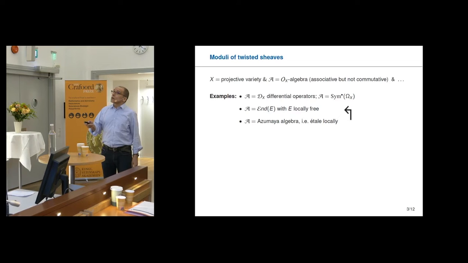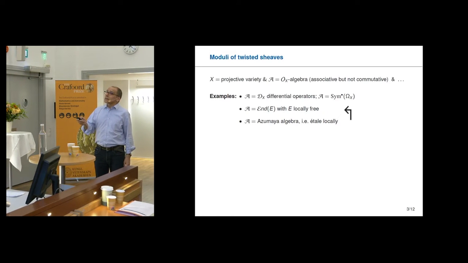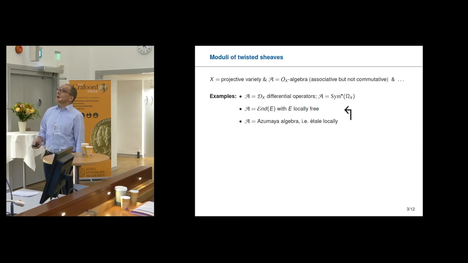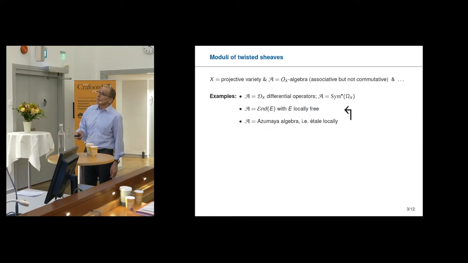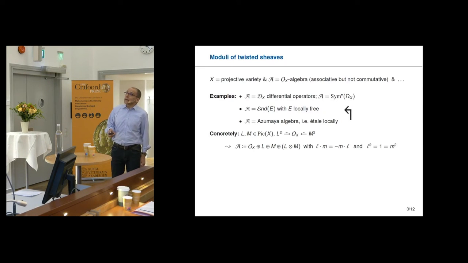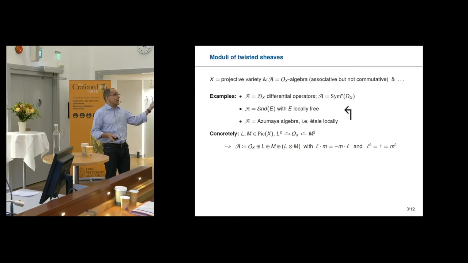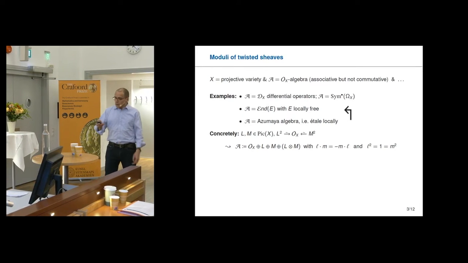Slightly more generally, you could look at an Azumaya algebra. So what is an Azumaya algebra? It's an O_X-algebra, so a sheaf of O_X-algebras, which looks étale locally or analytically locally like the thing we had before here. So étale locally, it looks like the endomorphism of something locally free, but globally, it is just an algebra which might not be of this form. Okay, to be very concrete, let me show you an example of an Azumaya algebra.